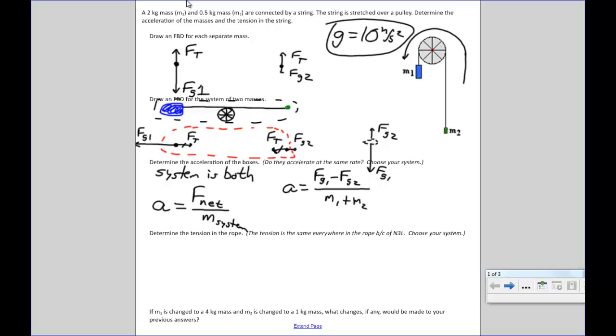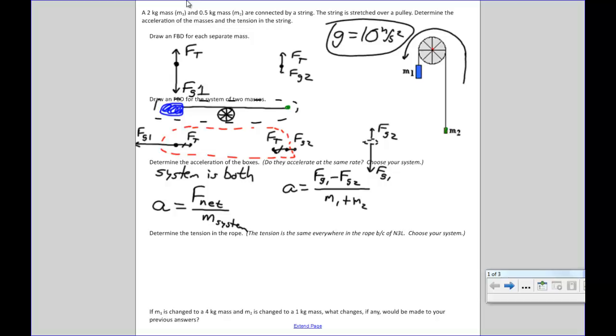Now there's a little self-check we can do with this. What's the highest possible value that these things could accelerate at on the surface of the Earth? The highest possible value would be if M1 was just falling by itself without M2 fighting against it. It would accelerate at 9.8 meters per second squared, or as we approximate it for this, 10 meters per second squared. What's the minimum possible value for the acceleration? 9.8 meters.